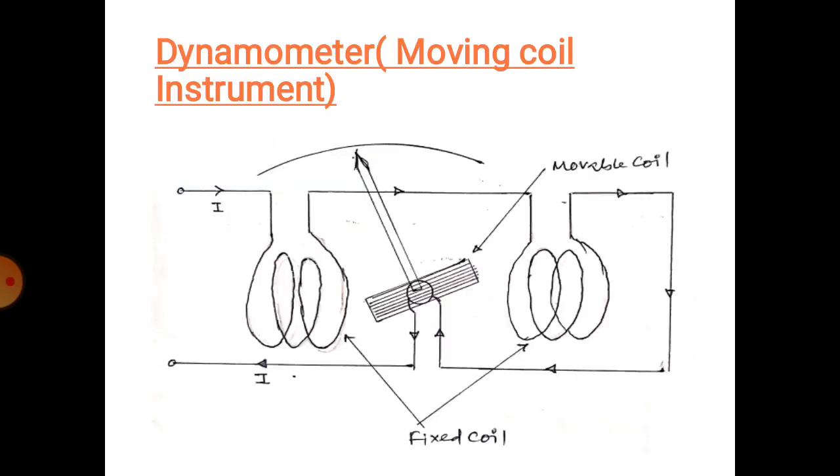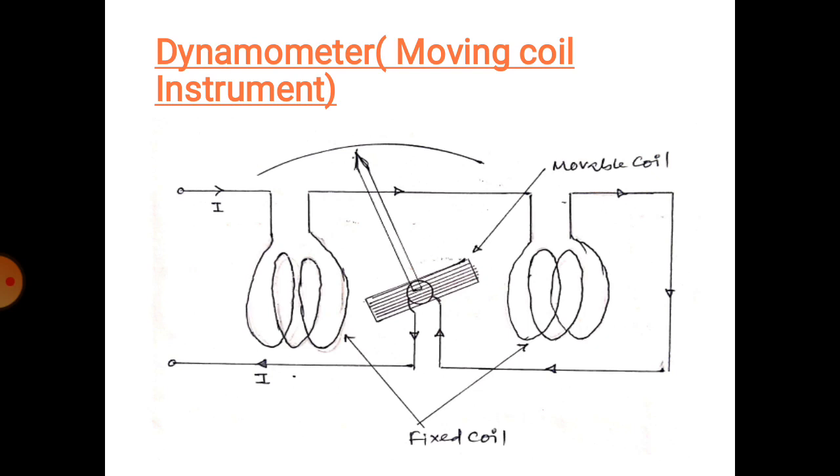So next we are going to discuss what do you mean by dynamometer and what is the working principle. So it is a moving coil instrument. One of the most important AC movements is the dynamometer. It is often used in accurate AC voltmeters and ammeters. So the dynamometer uses the current under measurement to provide the necessary field flux.